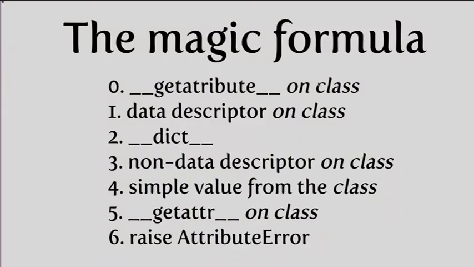Another thing about this magic formula is this "on class", which I put in italics, because it's not as easy as it looks. Because looking up something on the class of an instance is not an actual attribute access. It's a bit different.